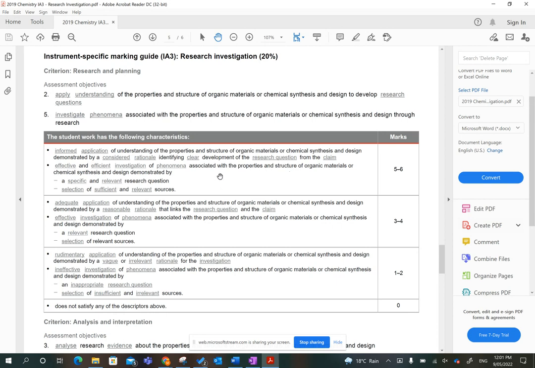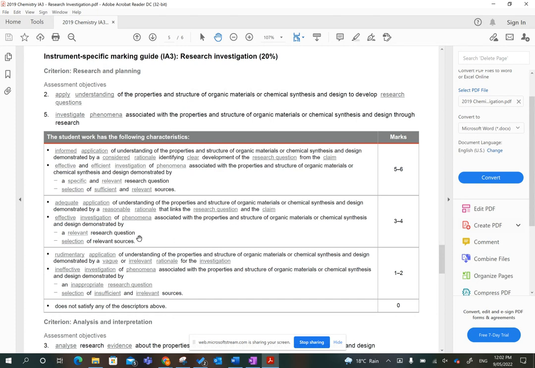The other 2 dot points in this criteria, effective and efficient investigation of phenomena associated with, again, it'll be the content linked to your particular topic. But what's important again is this bit demonstrated by a specific and relevant research question. Now, I know I said this with the student experiments and I'll say it again now. I'm pretty sure everybody will be relevant because you're going to pick a topic that's related to your claim. We're not going to have a claim about plastics and then you go and write a research question about reaction rates. Your topic is going to be relevant.